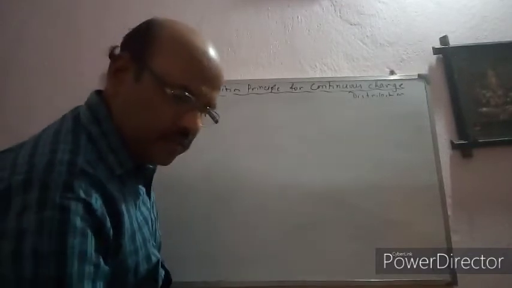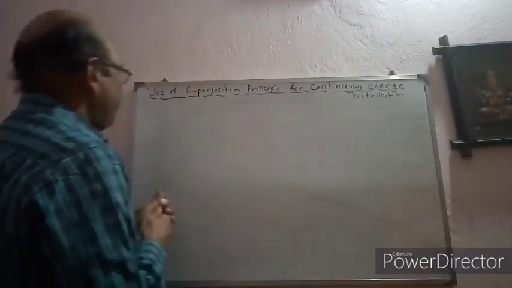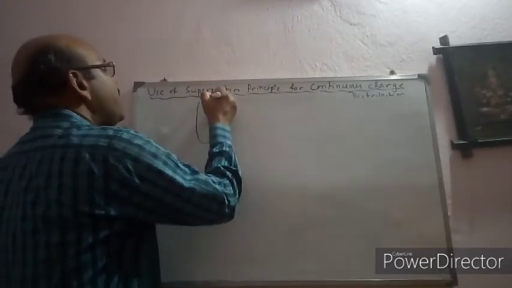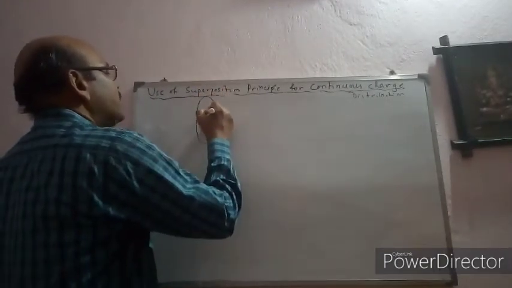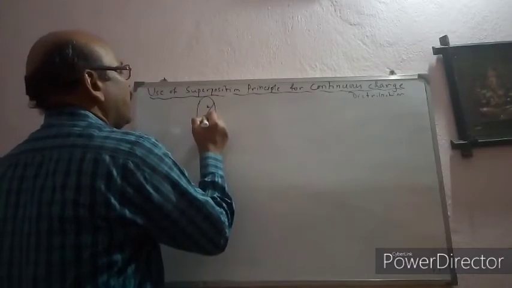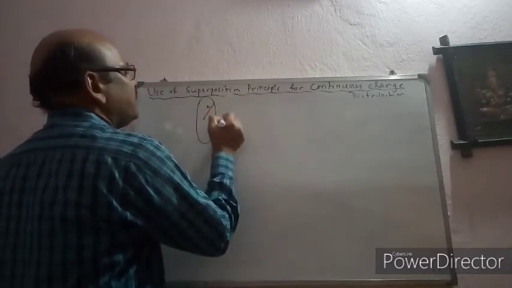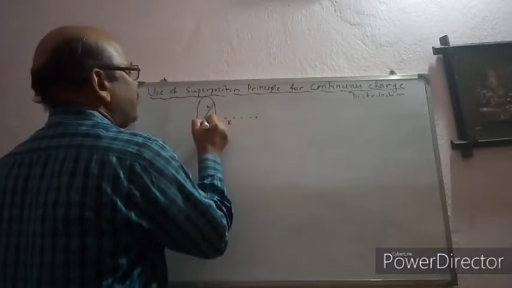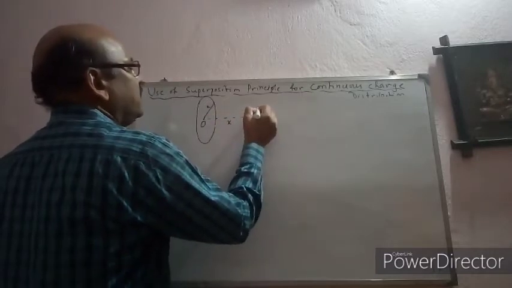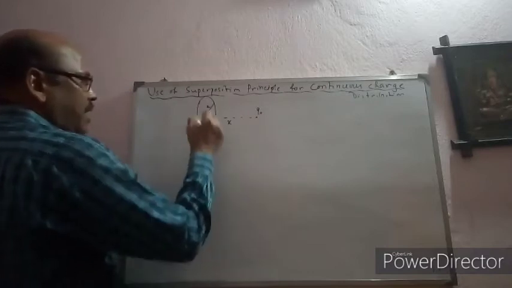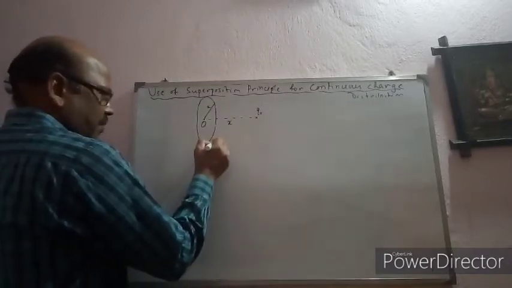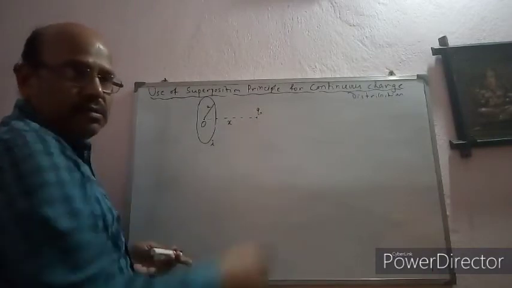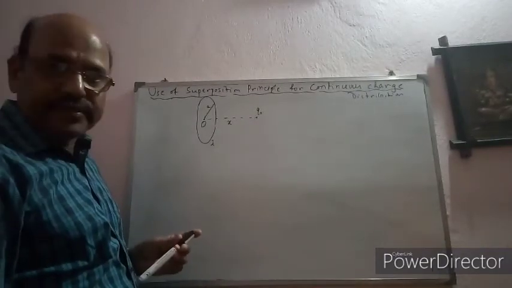So you are also in a position to calculate the force experienced by a charge kept at a distance x from the center of a ring of radius a. Here is a charge q naught and the charge per unit length of the ring is lambda. Then what is the force experienced by the q naught charge due to the ring?